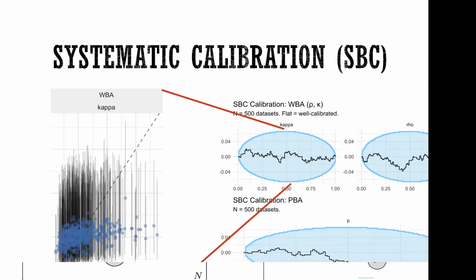And I wanted to bring up this slide because we just saw that kappa is crap in the parameter recovery. Why is SBC telling us that it's well calibrated? It's actually better calibrated than rho from the PBA, which goes really close to the edge. So why do you think it's well calibrated?